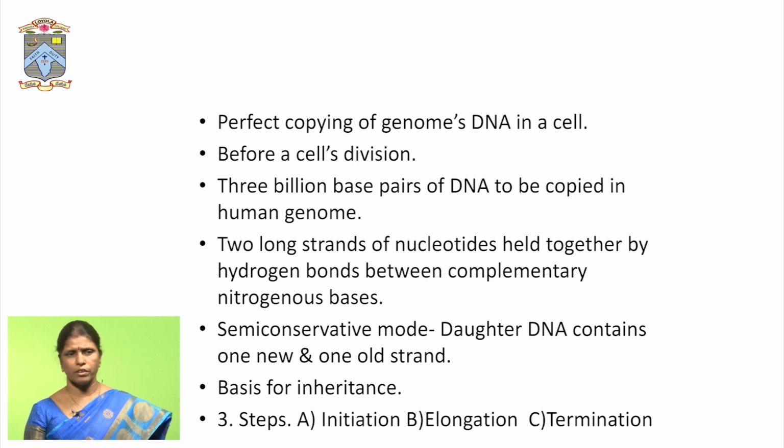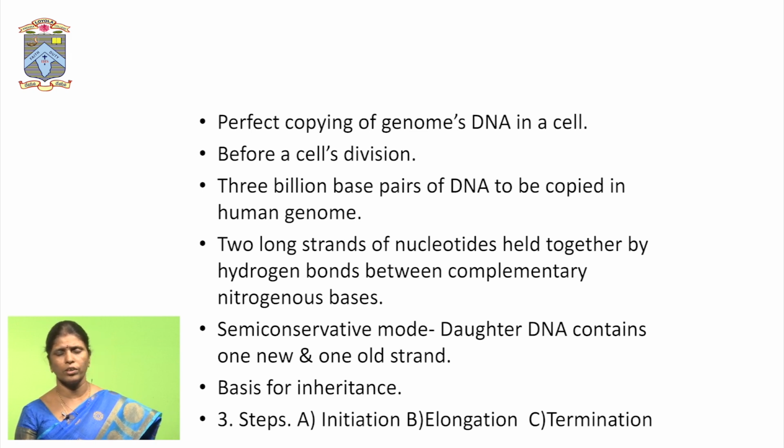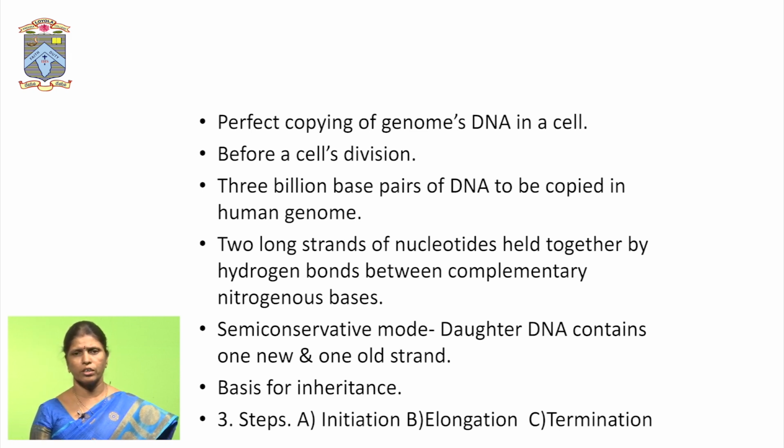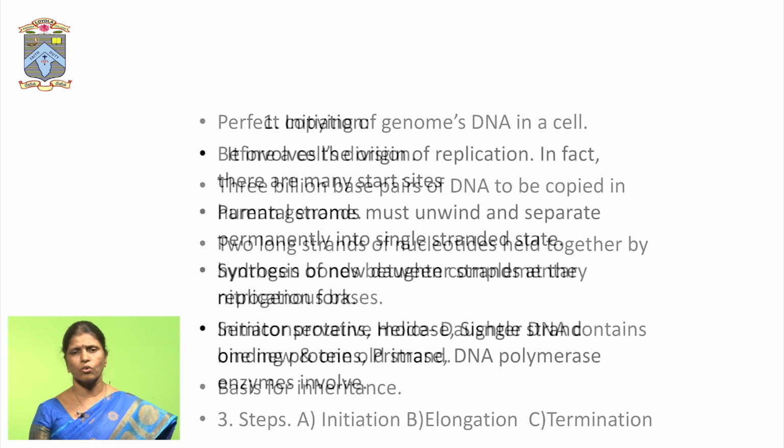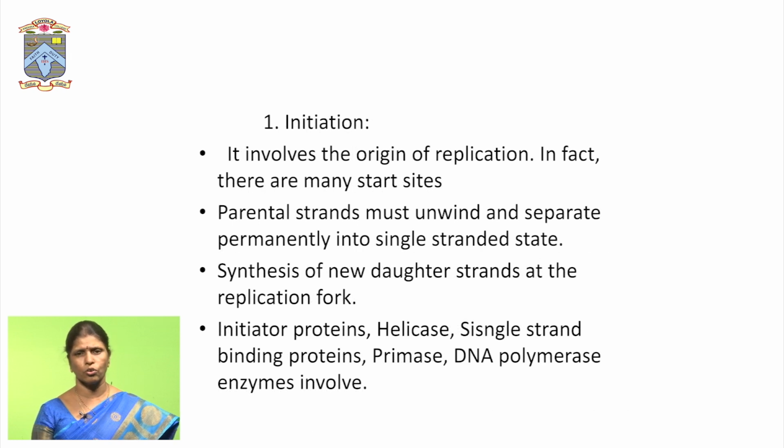So, we look into the mechanism. There are 3 steps mainly involved in replication. One is initiation, the second step is elongation, and the third step is termination. The point where exactly the replication begins is called the origin of replication or replication origin. This region is generally rich in AT base pairs, that is adenine and thymine. This particular region would be identified by certain proteins called initiator proteins. They will identify this origin of replication and bind there.